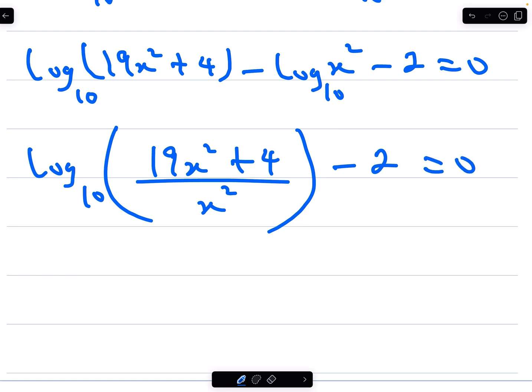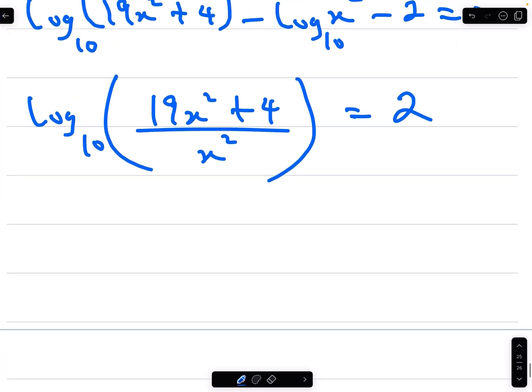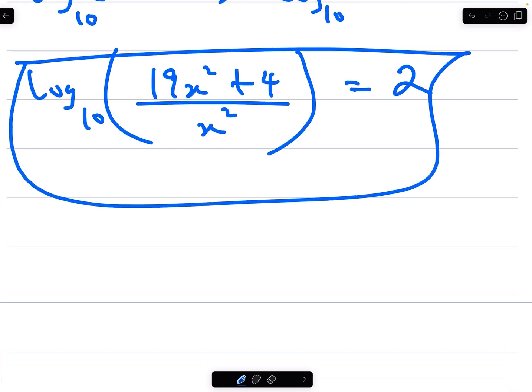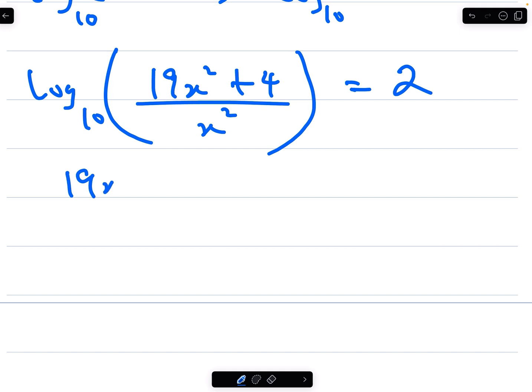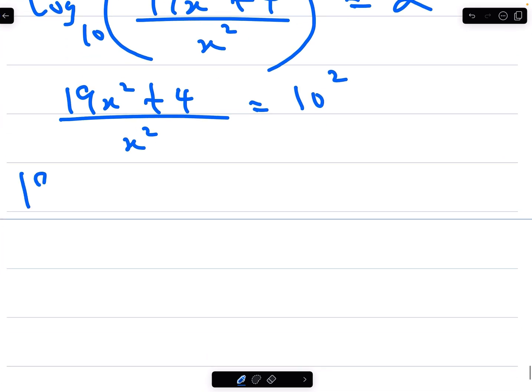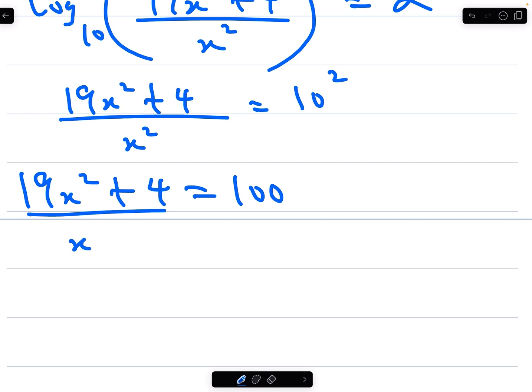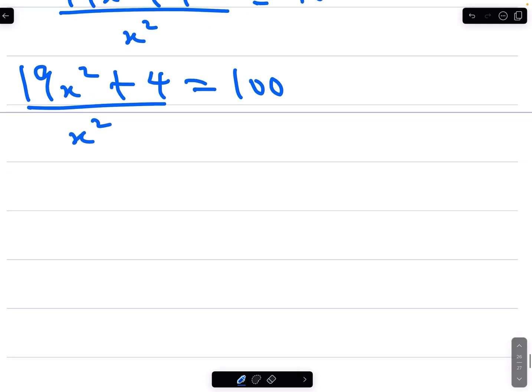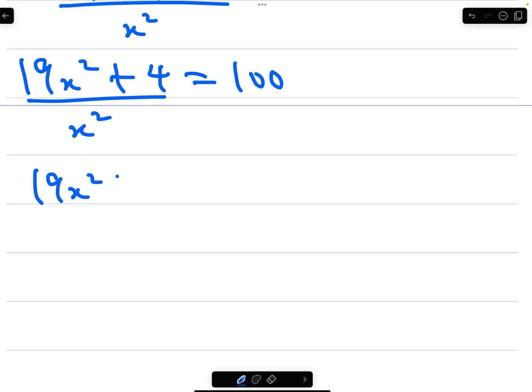Now I can just take the minus 2 to the right hand side and it becomes 2. So now I can write this logarithmic equation in index form. And when I do that, I'm going to get 19x squared plus 4 over x squared equals 10 raised to power 2, which simply means 19x squared plus 4 over x squared equals 100. And that's simply 19x squared plus 4 equals 100x squared. When you cross multiply, that's what you get.